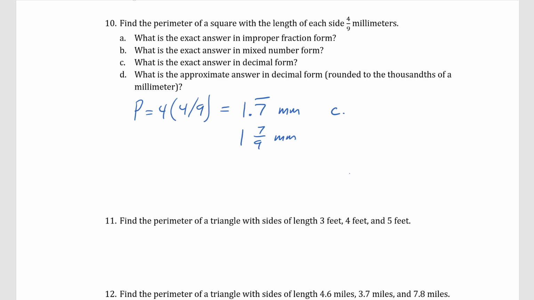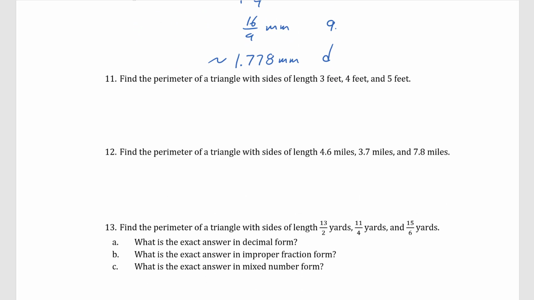And that is answer B. If you convert that to an improper fraction, you will get 16/9 millimeters. That is answer A. And if we round a little bit to the thousandths, that's 3 decimal places, we'll get 1.778 millimeters for answer D, the approximate decimal, and I'll remember to put the tilde in front for our about.